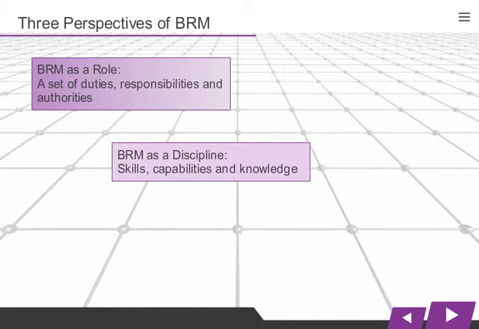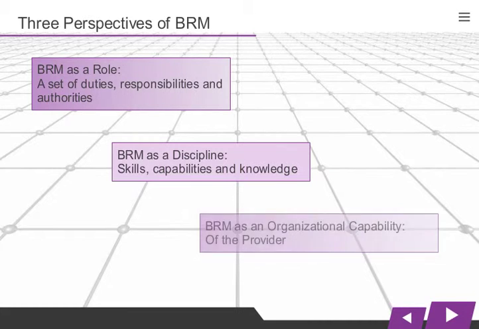BRM as a discipline describes the skills, capabilities, and knowledge that are used to do business relationship management. And BRM as an organizational capability refers to the ability of a provider to be effective in shaping and channeling demand to the highest value opportunities. This course will explore business relationship management from each of these perspectives.